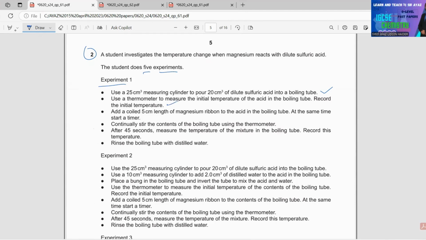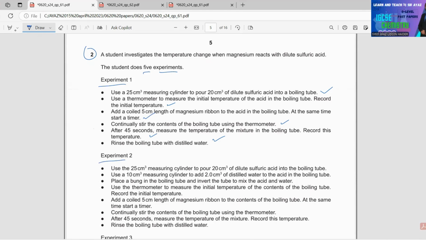Record the initial temperature. Add a coiled 5 cm length of magnesium ribbon to the acid in the boiling tube. At the same time, start a timer. Continually stir the contents of the boiling tube using the thermometer. After 45 seconds, measure the temperature of the mixture in the boiling tube. Record this temperature. Rinse the boiling tube with distilled water.